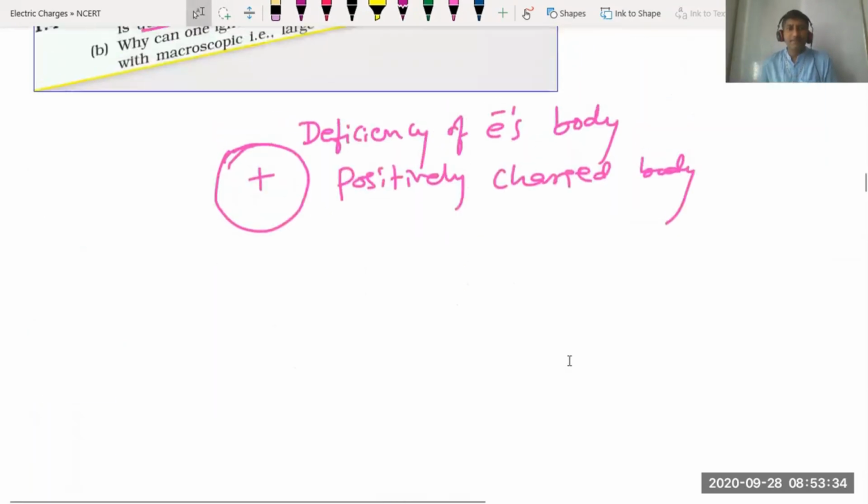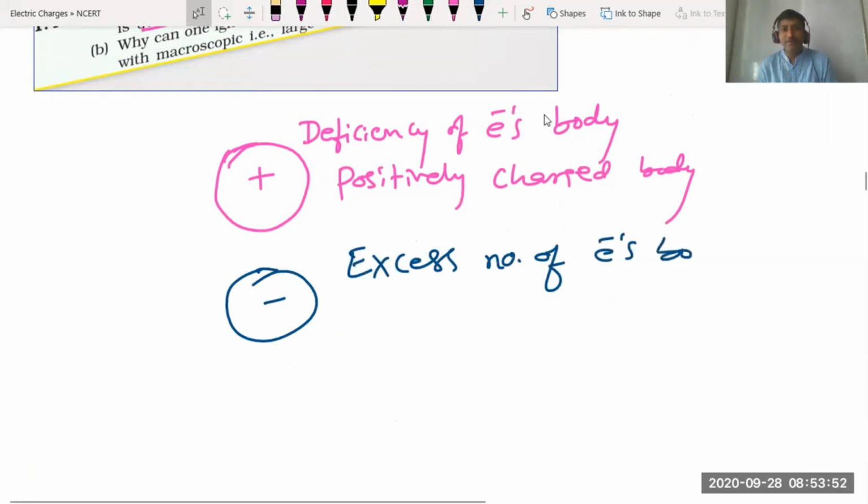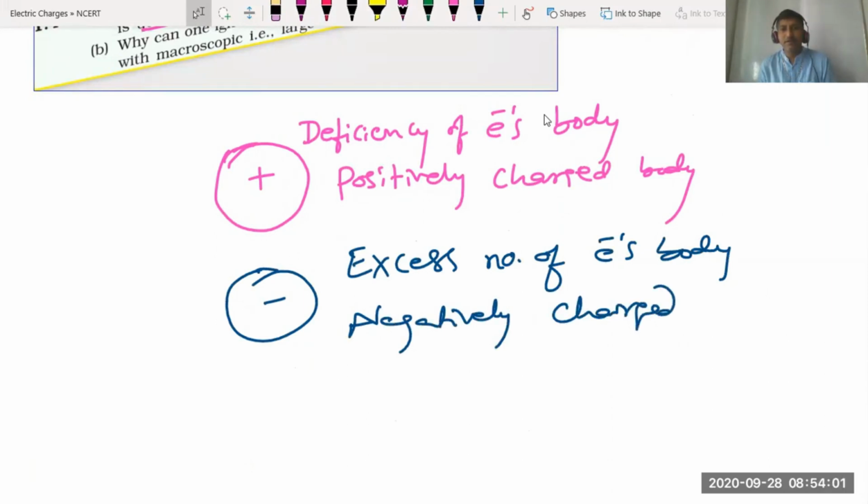Suppose I say negatively charged body. What does it mean? A body with an excess number of electrons is said to be a negatively charged body.